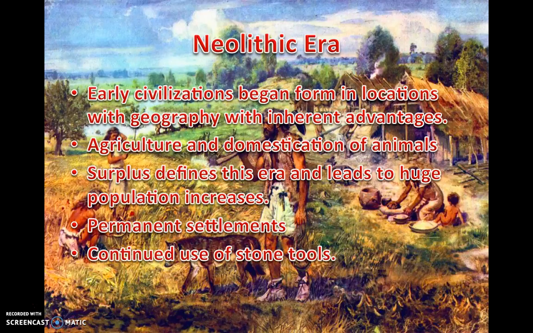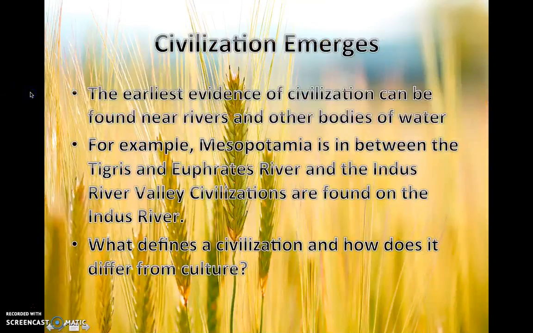These surpluses define the era, and this leads to a huge population increase, the likes this planet has never seen before. The humans also give up the nomadic lifestyle. They are no longer these wanderers on the plains. They are now in these permanent settlements where they have much larger populations. And, contrary to popular belief, they also still use stone tools at this time, and slowly they'll start to use iron. But yes, stone tools are still continued to be used here.